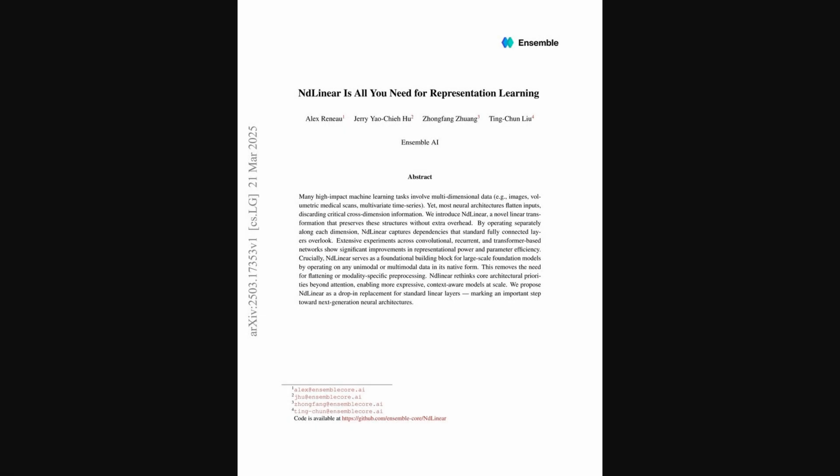So looking across vision, time series, and now language models, we've seen a pretty consistent story emerge. The NdLinear layer seems to offer a compelling way to get better performance, often with significantly fewer parameters. It really highlights how rethinking even fundamental building blocks like the linear layer can lead to broad improvements across different areas of AI. It's quite exciting stuff.